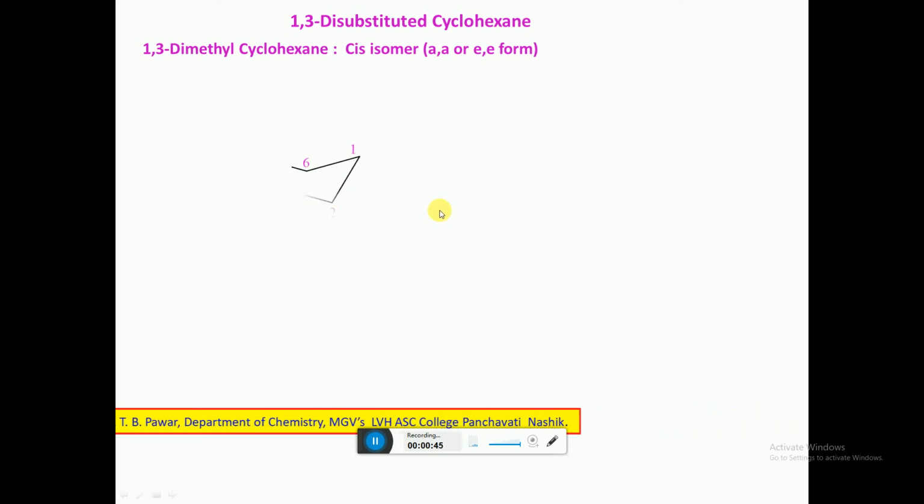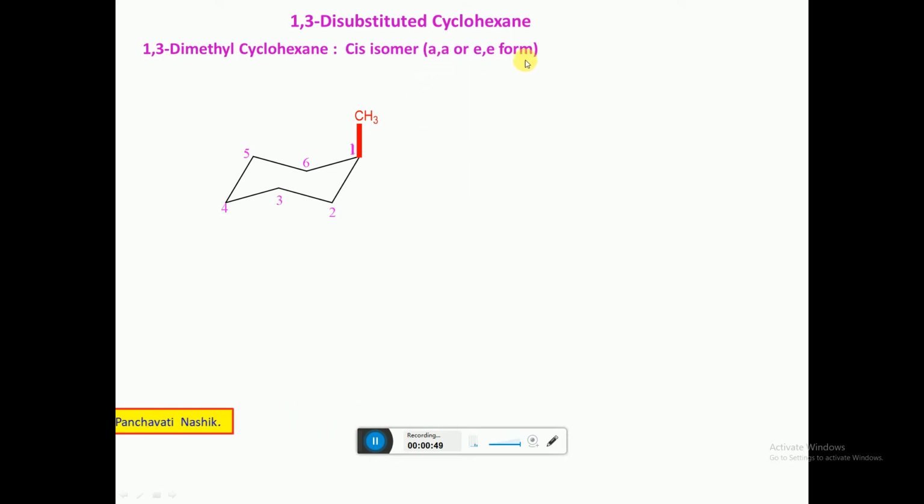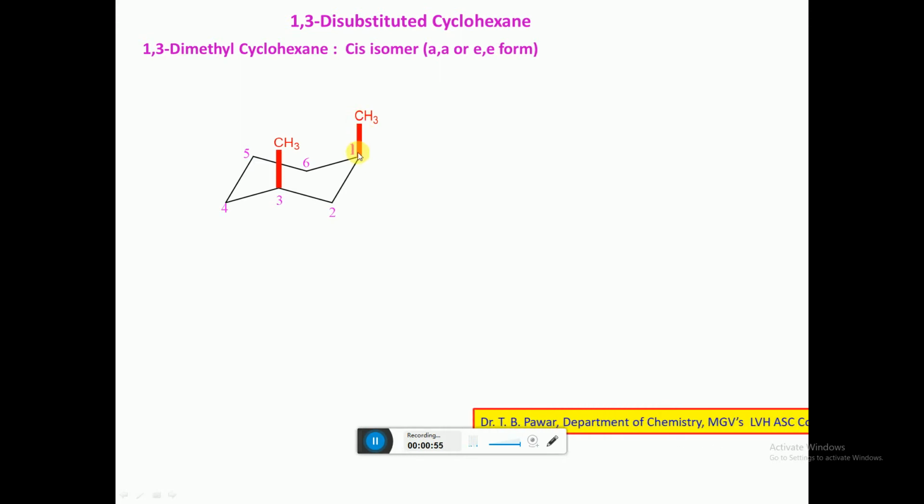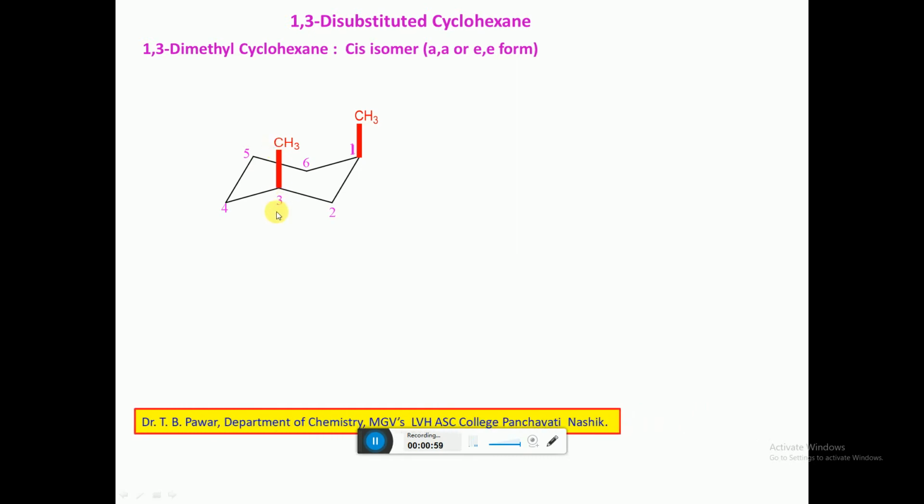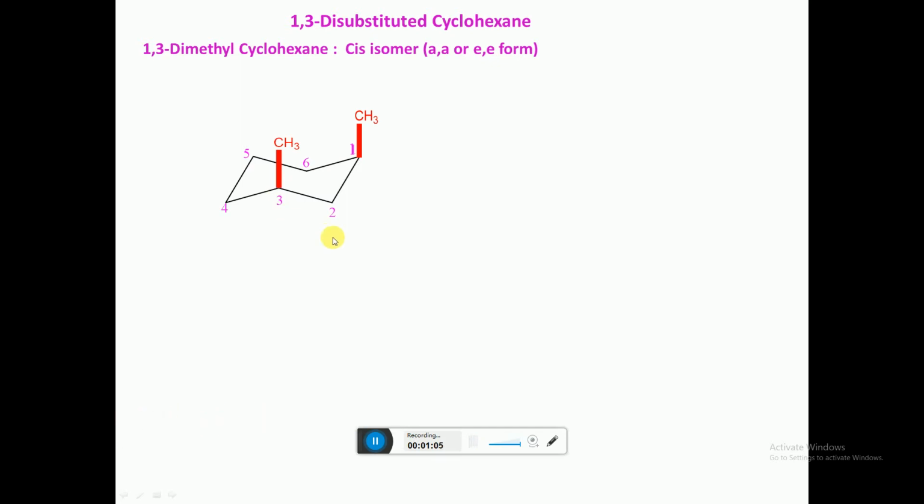In the cis isomer, the methyl groups are either both axial or both equatorial. Here at C1 the CH3 is axial, and at carbon number 3 the CH3 is axial. Both the methyl groups on the cyclohexane at 1,3 positions are on the same side of the general plane, so it is a cis isomer.